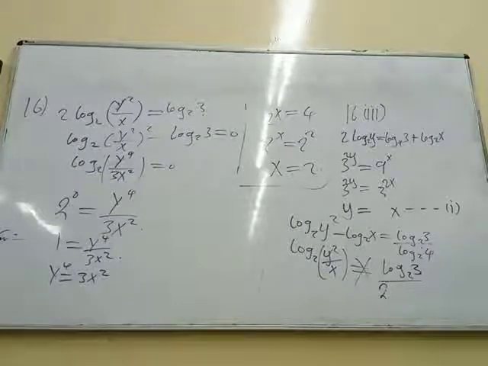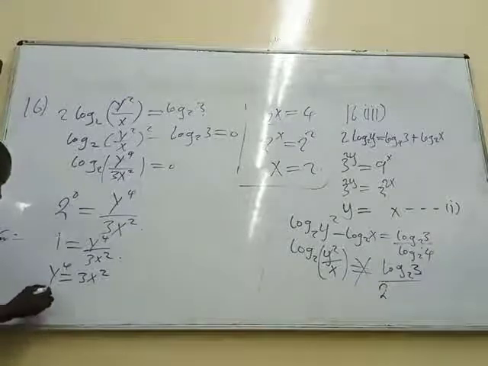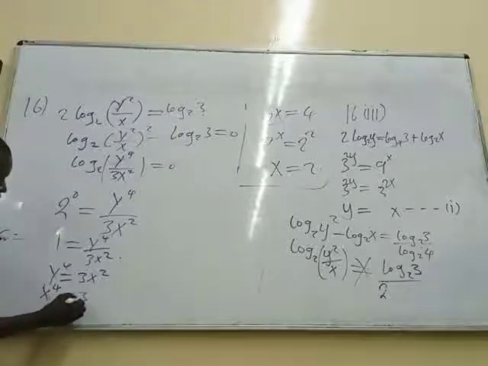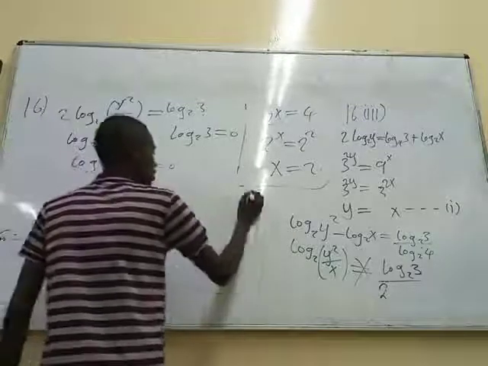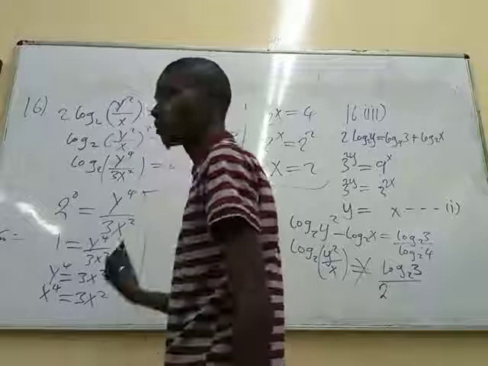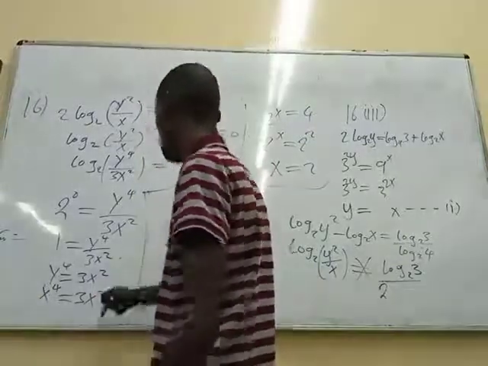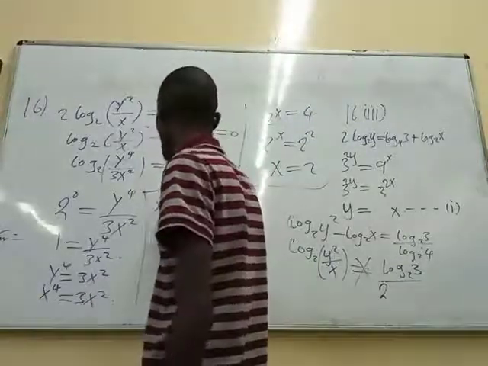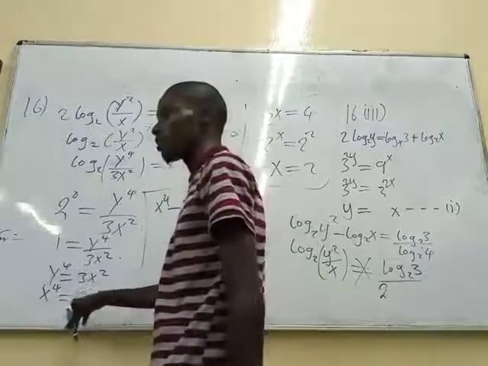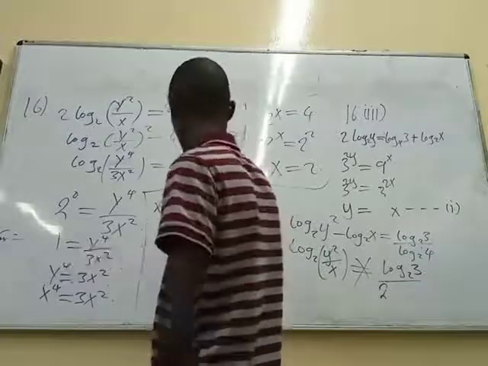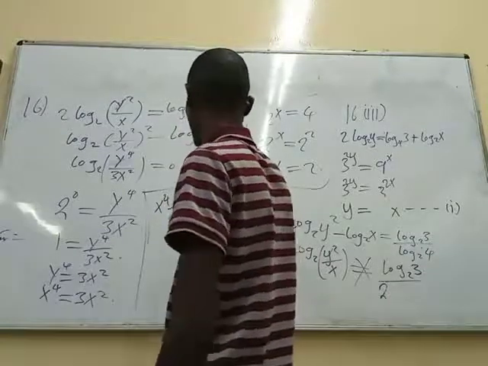So which one should I do? Let me say while there is y, I put x. So I'm going to have x to the power 4 is equal to 3x squared. So when you're solving such equations, this is a polynomial. What you do, you take it to the other side of the equal sign. You don't divide by x squared, no. You take it to the other side of the equal sign. Then you have something like this.